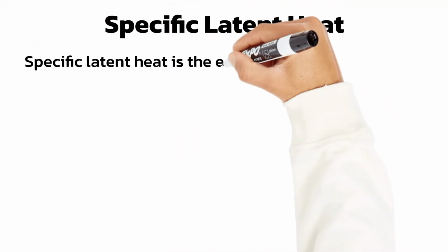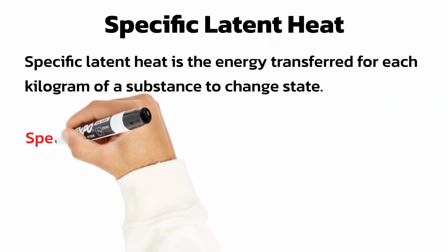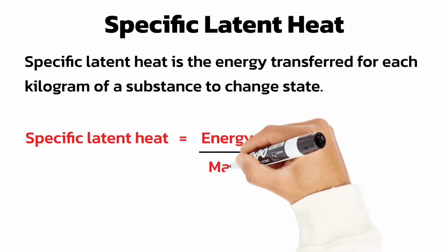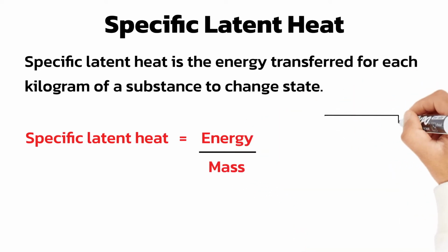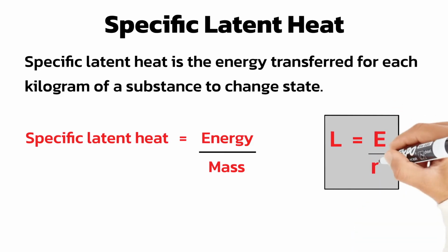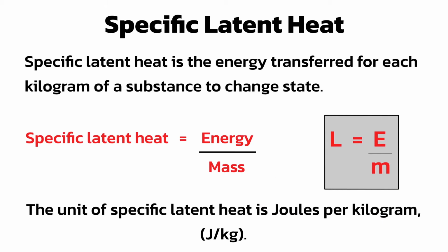The specific latent heat of a substance is the energy needed to change the state of 1 kilogram of the substance. This is shown in the formula: specific latent heat equals energy transferred divided by mass, or L equals E divided by M. The unit of specific latent heat is joules per kilogram.